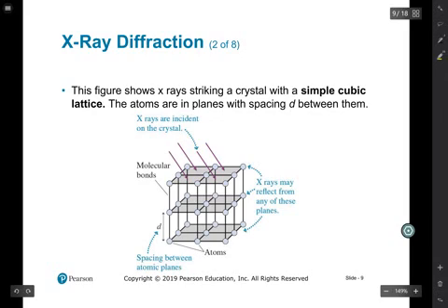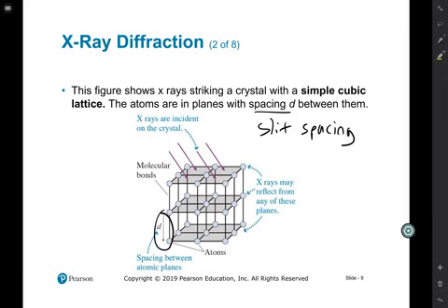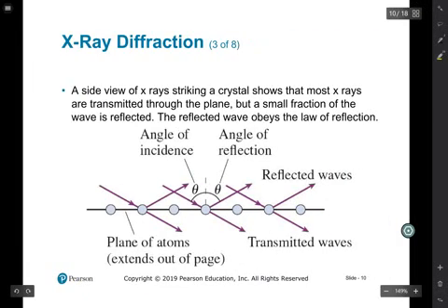So this picture is probably the most important thing. This is what you're looking at. If you have a crystal of certain structure and X-rays are shined in on it, there is a spacing d between each atom. That's like your slit spacing. This is the slit spacing. And so if we take that, we can just use the same wave interference equation we've used in the past to relate the wavelength and the slit spacing, or the atomic spacing.